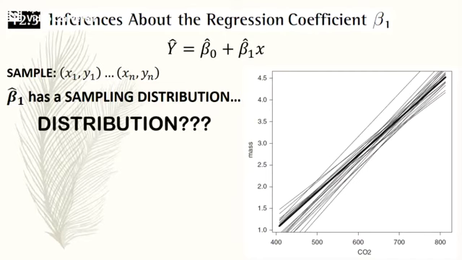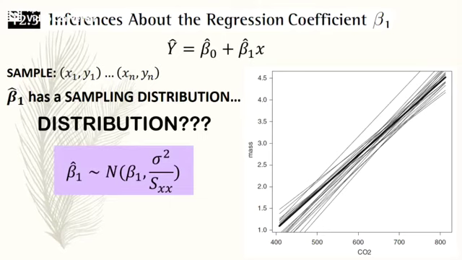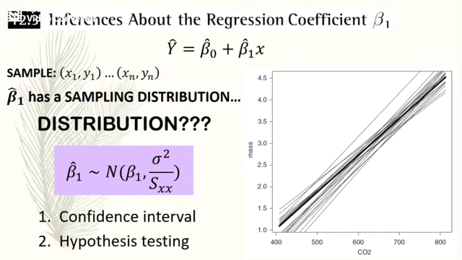Now, what's the distribution of beta hat 1? Beta hat 1 follows a normal distribution with these parameters. You can immediately see that beta hat 1 has expected value of beta 1. So that means it is an unbiased estimator of beta 1. Now, if we have this information, we can derive a confidence interval as well as a hypothesis test to test for different possible values of beta 1.